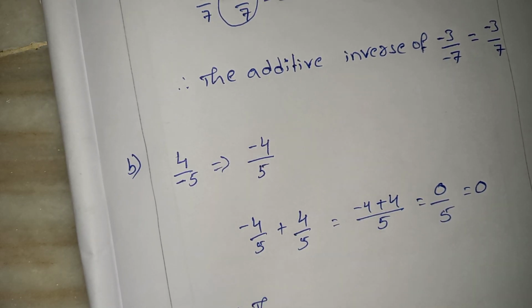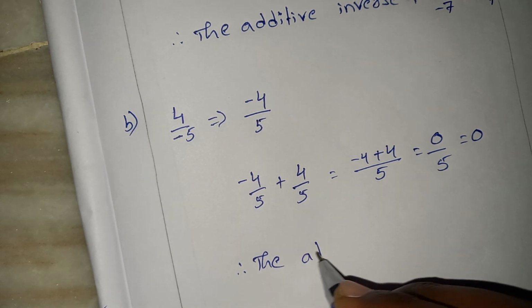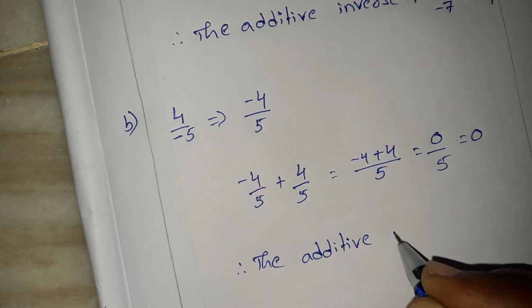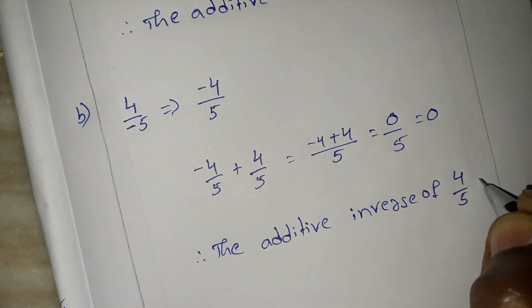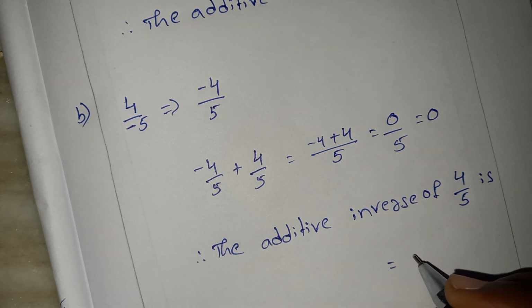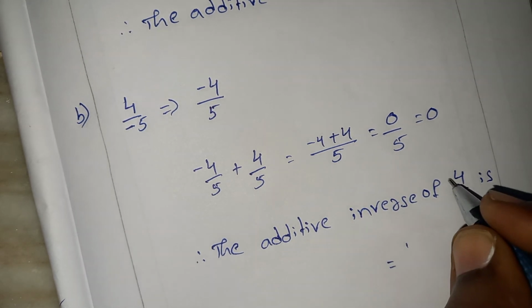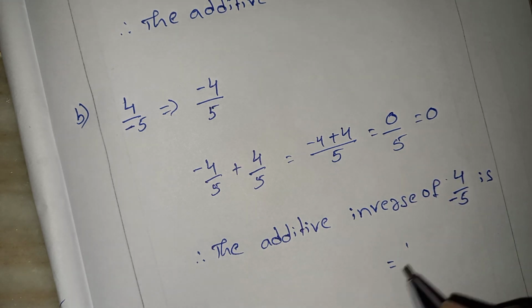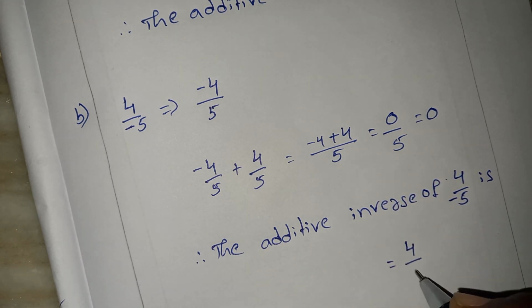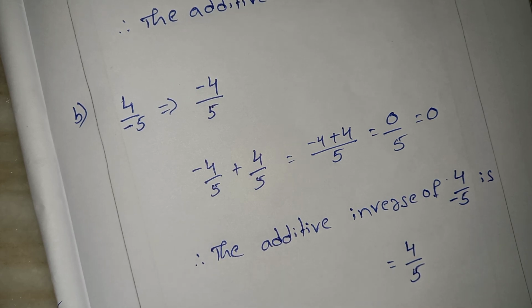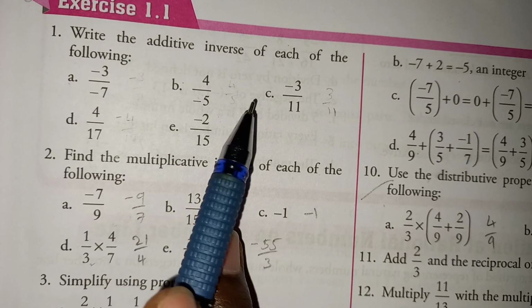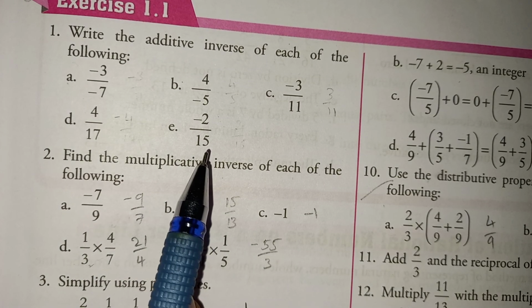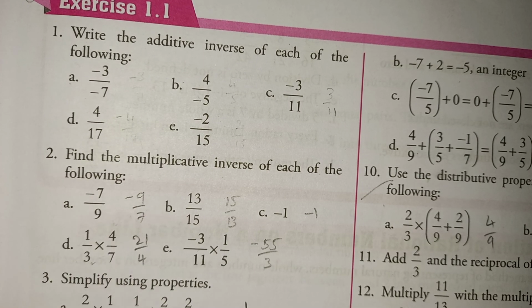Okay. So, the additive inverse of 4 by minus 5 is 4 by 5. In the textbook, how many questions do they give? 5 questions. I already told you A and B. You have to do C, D, E on your own. Okay. Next, let us move to the next question.